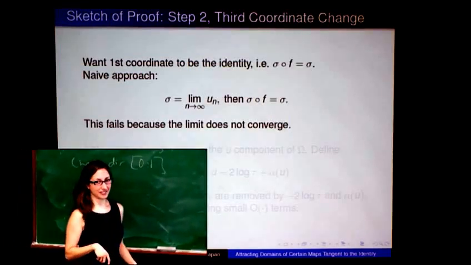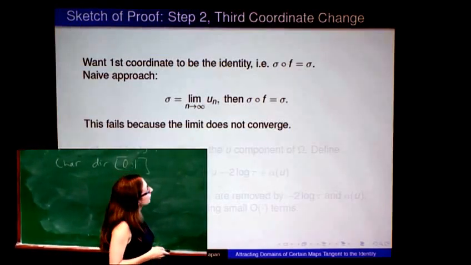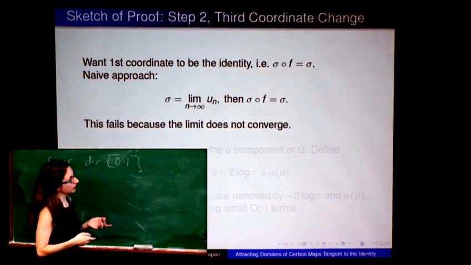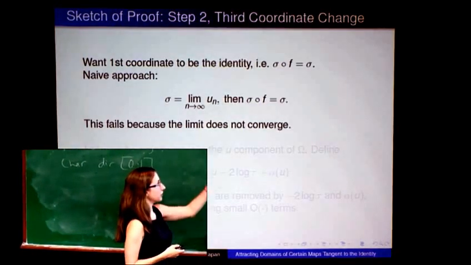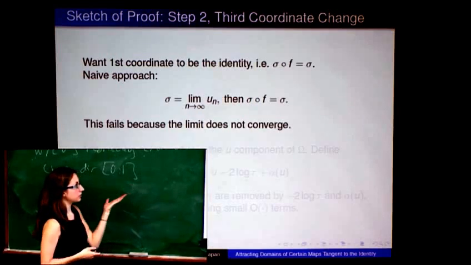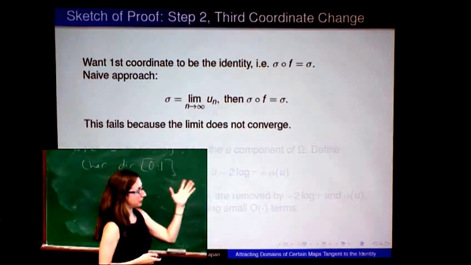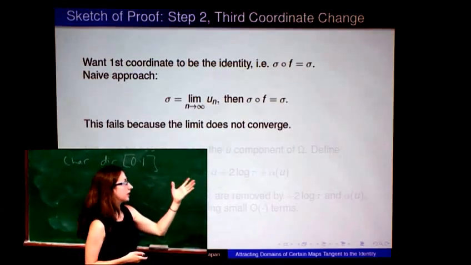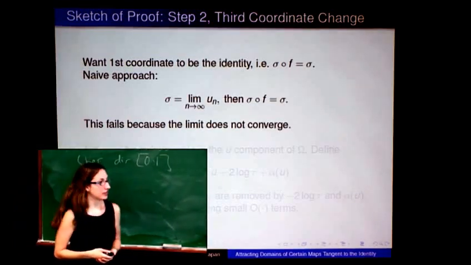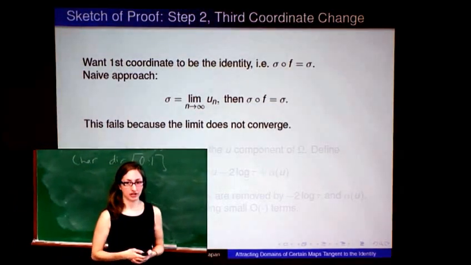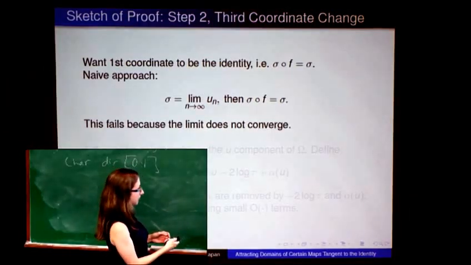Okay, so down to coordinate changes, we're on to our last one. So we want the first coordinate to just be the identity. And so again, we have this naive approach saying that sigma equals the limit as n goes to infinity of un. And if we had that, then it would be the identity: sigma of f would equal sigma. But this fails because the limit does not converge. So we have to work with that coordinate.